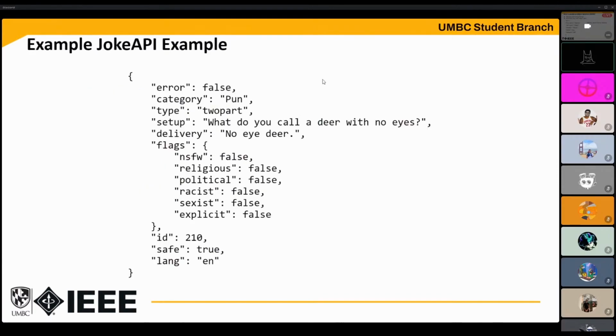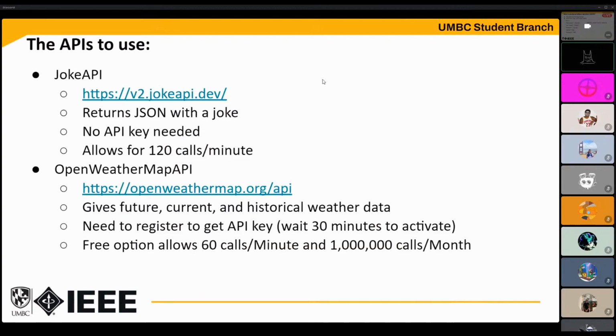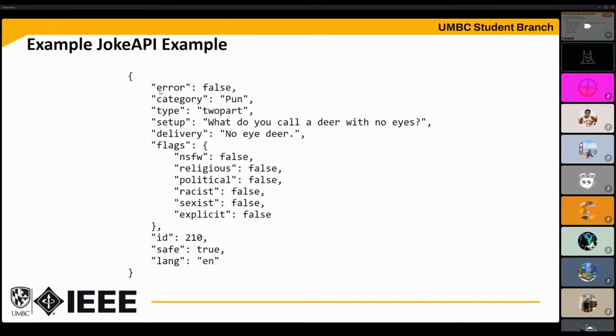So here's an example response from submitting this request, like a basic jokes request. And yeah, this is what it looks like. First things first is error. This is always going to be there. If it had trouble getting you a joke, this will be true, but it was able to grab a joke, so it's false. Category, type, setup, and delivery. And I set all these to false just to make it school appropriate.